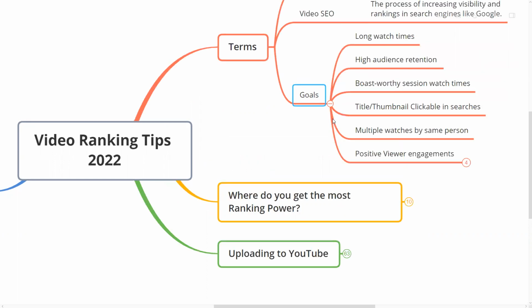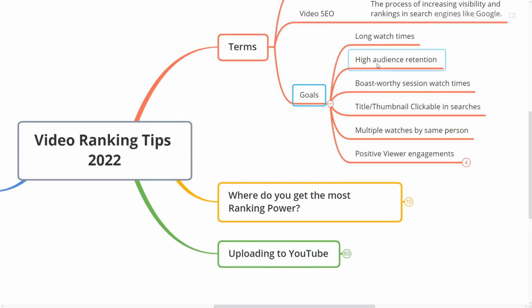So what are the goals of getting a video to rank? These are the things that you should be kind of focused on. What goals should you have whenever you're ranking videos? One is you want long watch times on that video. The longer they are, the more frequent they are, the better Google thinks you are on YouTube, and then they'll start ranking you.